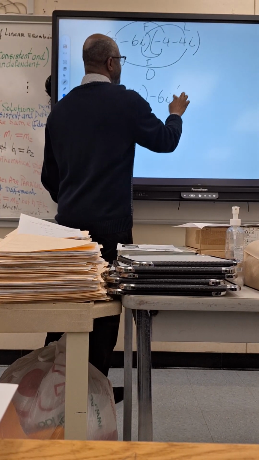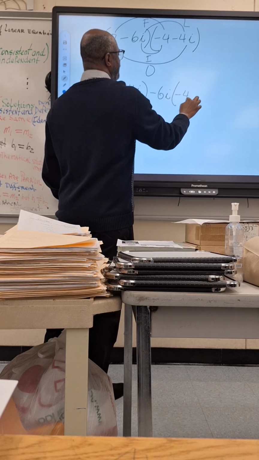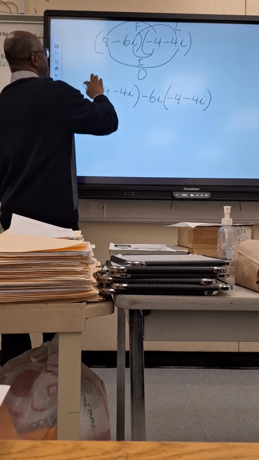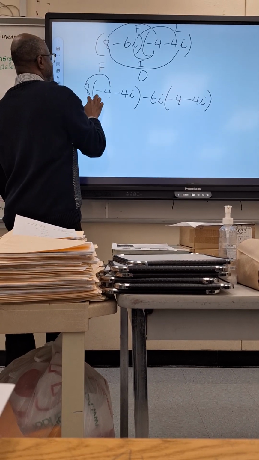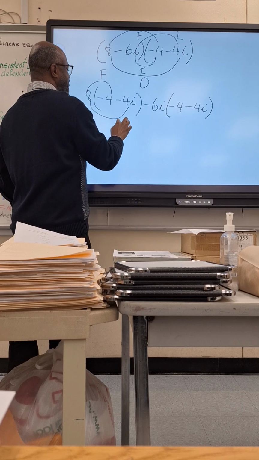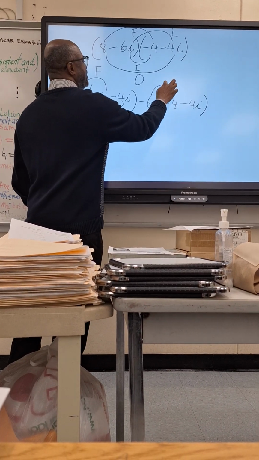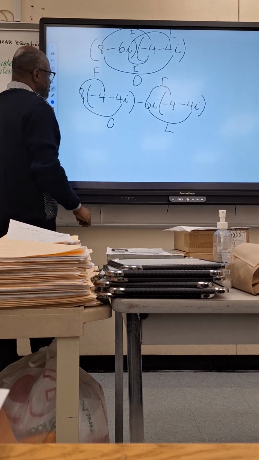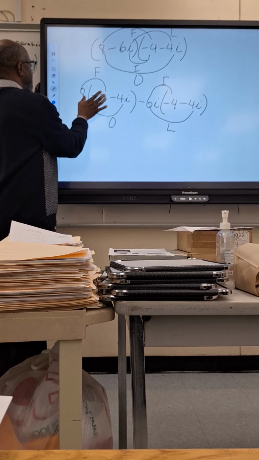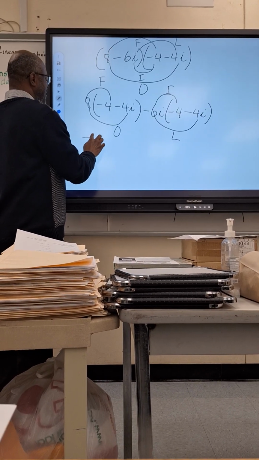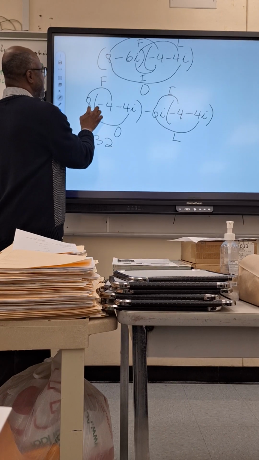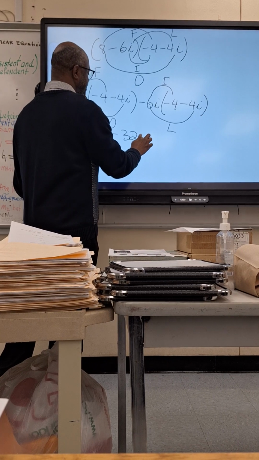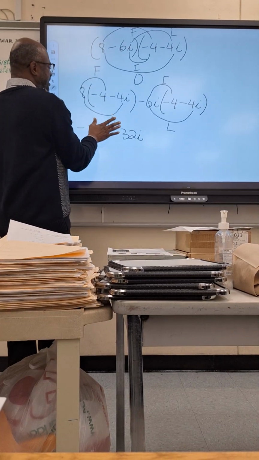And when you cover this part, you end up with -6i distributed by -4 minus 4i. And this becomes your first, this becomes your outer, and this becomes your inner, and this becomes your last. So let's do distributive property. That is 8 times -4. You will have -32. 8 times -4i, -32i. We're done from first and outer.